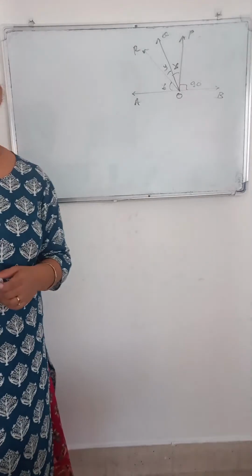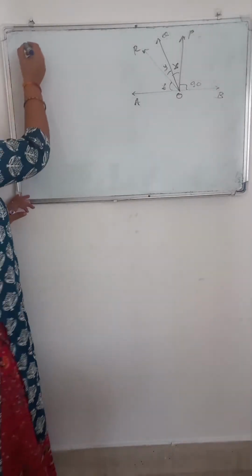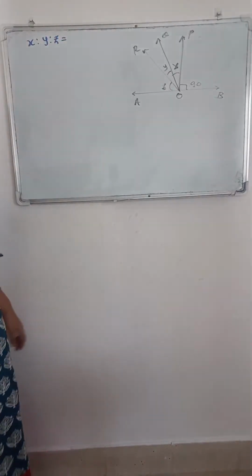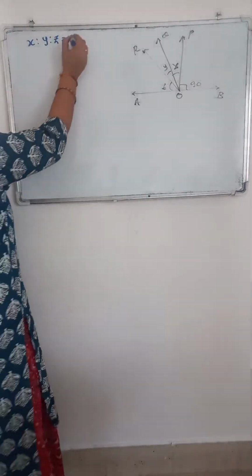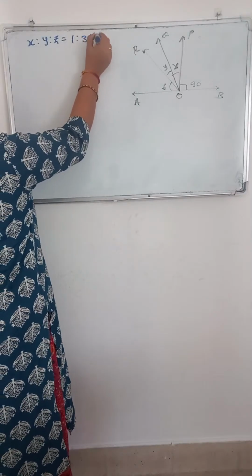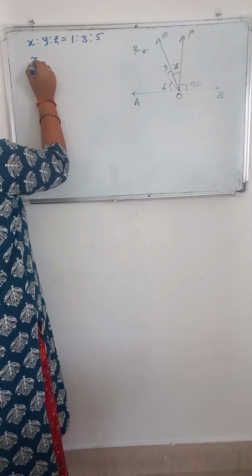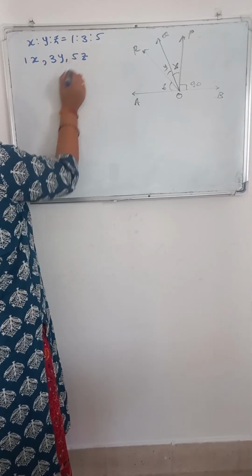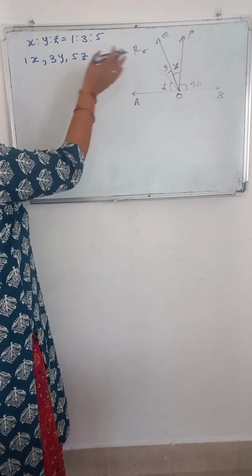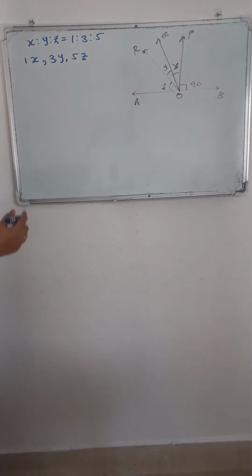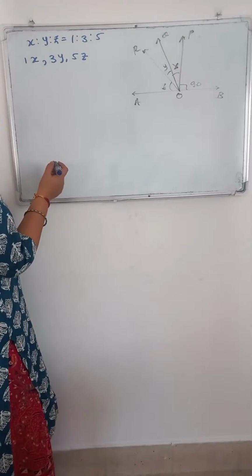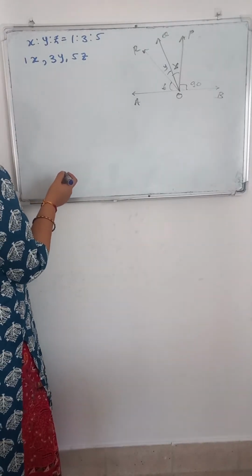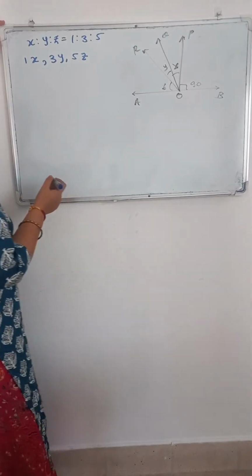Then how can we find out here? And they gave one ratio also. x is to y is to z is nothing but 1 is to 3 is to 5. That means here we will get 1x, 3y and 5z. So if we add all three and equate it to 90, then you will get the answer. So what I will do, I will take all the variables the same, and I will equate them.